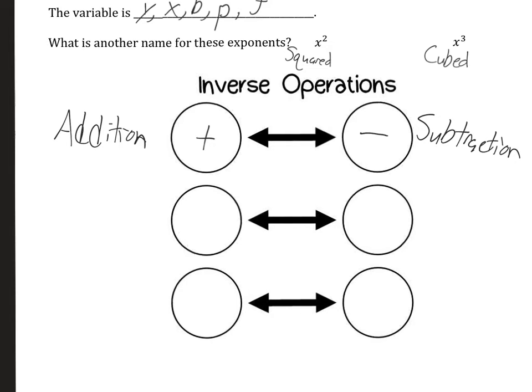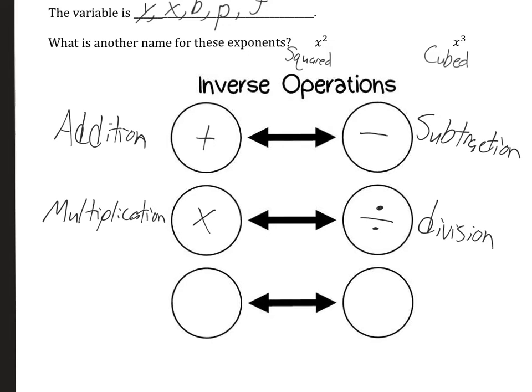What is another symbol that we know? So we have addition, subtraction. We could do multiplication. So on the side I'm going to write multiply or multiplication. What is the opposite of multiplication, or what undoes multiplying something? Division. Awesome. Okay, so we have add, subtract, multiply, divide.